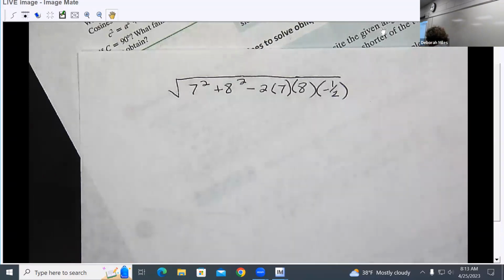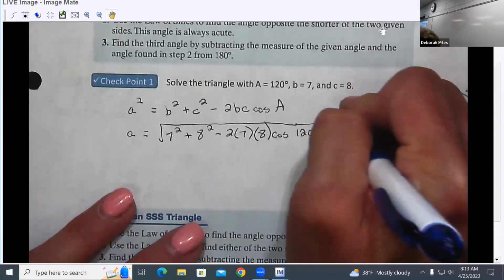So that's just, it could be miles, it could be centimeters, it could be any measurement of length. And it turns out to be exactly 13. I was not expecting that.